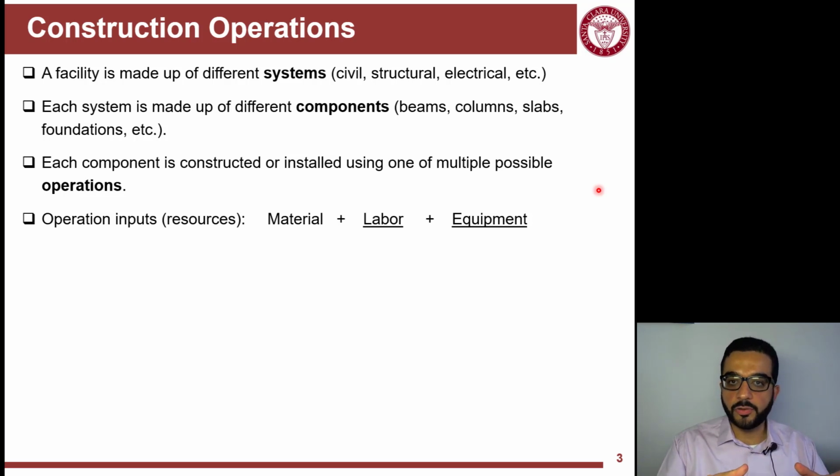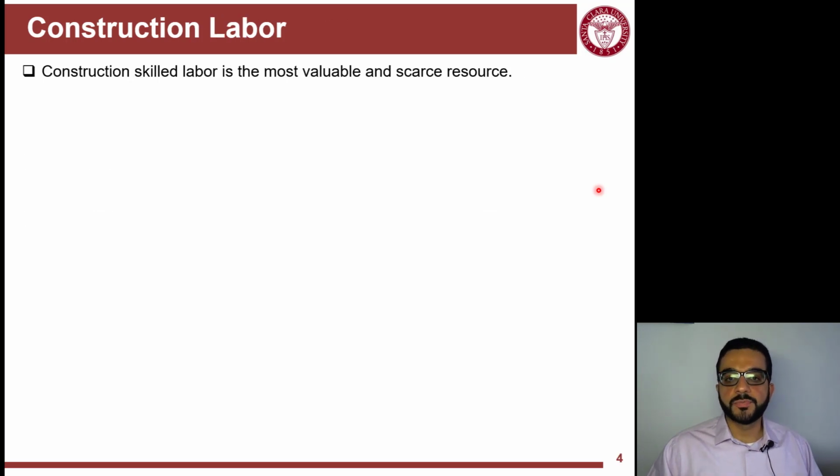A typical breakdown of resources or inputs for an operation is three things: material, labor, and equipment. In this video here, we'll focus on labor and equipment, kind of a general overview of each. Material is dependent on the operation. So for structural slabs, the material is concrete. You learn about these in other classes. So we'll focus here on the manpower and the equipment power that's used in construction.